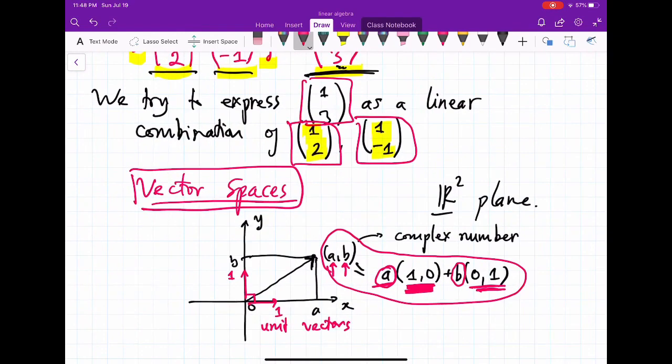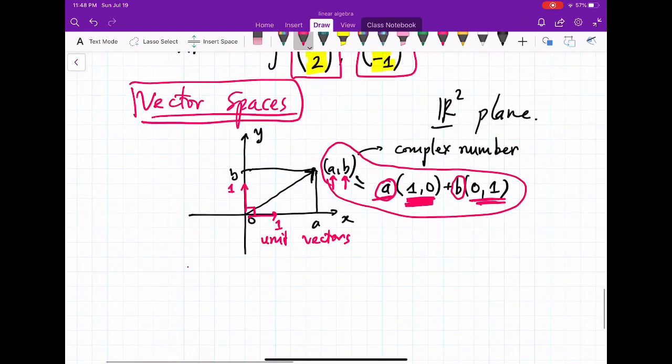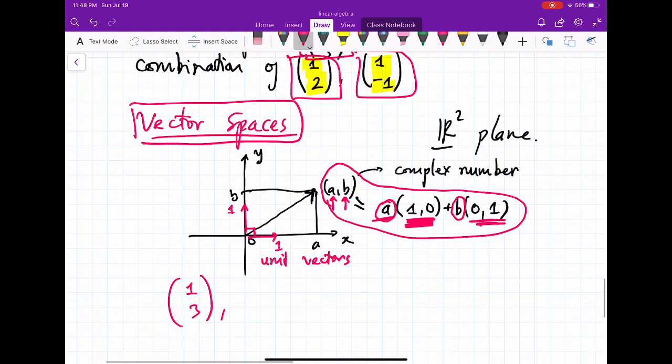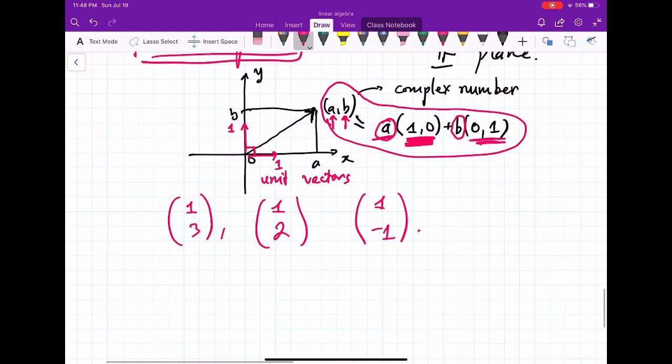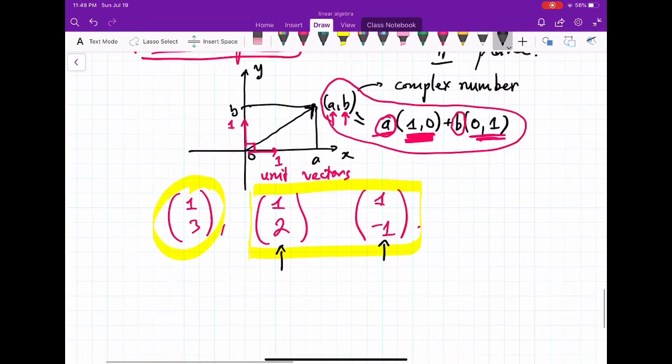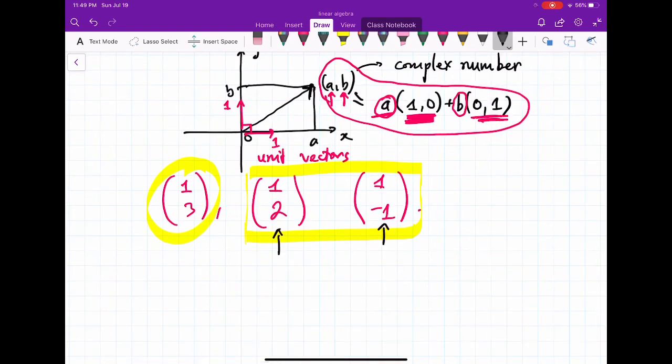So let's go back to this problem. You have the vector (1, 3). You have another vector (1, 2), and you have another vector (1, -1), right? So you want to express this one as a linear combination of these two. But you can see that actually these two do not have length equal to 1, right? And of course, if we draw that out, maybe they're not perpendicular.